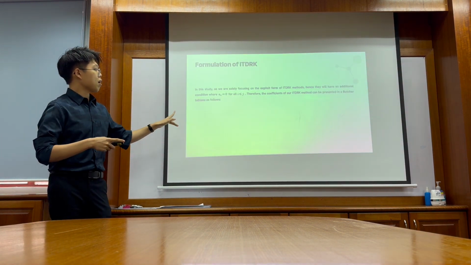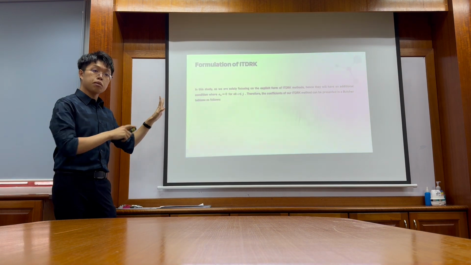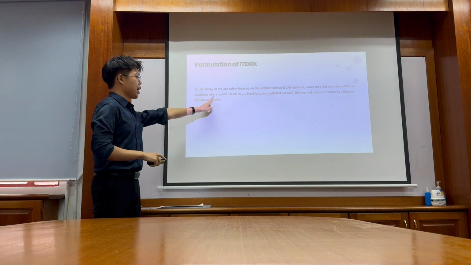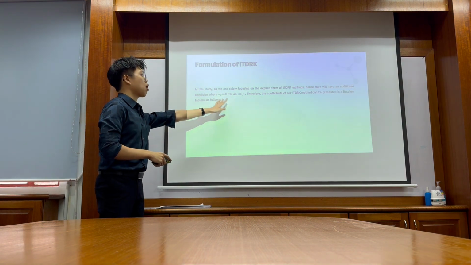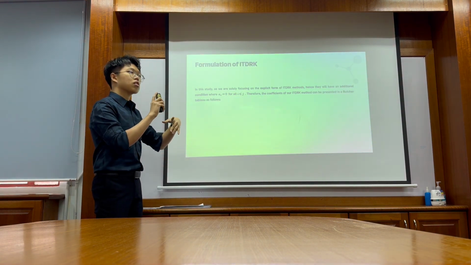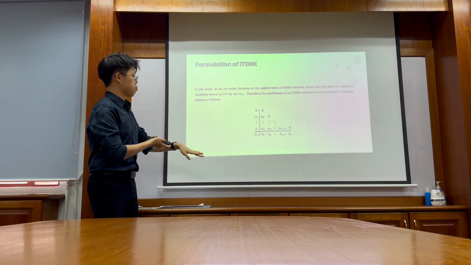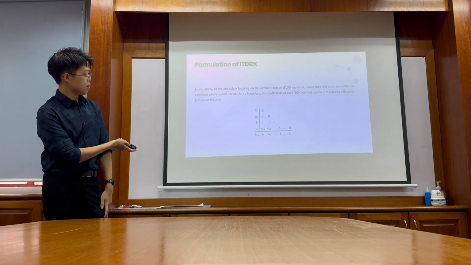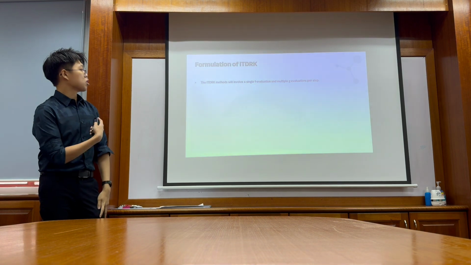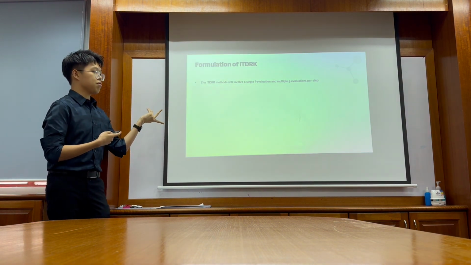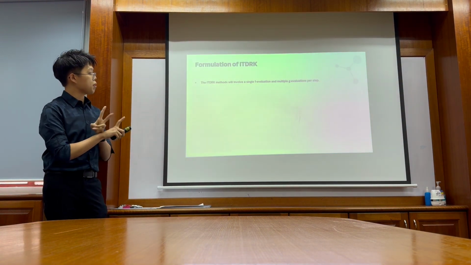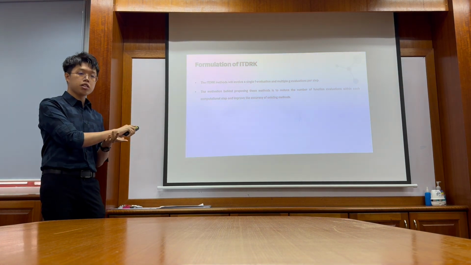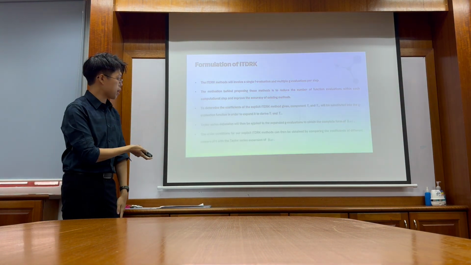For my study, we are only studying the explicit form. This means it has a condition where any entries of A where the row index is smaller than the column index will all be 0, so it will be strictly lower triangular. My ITD methods will involve a single F evaluation and multiple G evaluations every step. The motivation is to reduce the number of function evaluations while improving the accuracy at the same time.